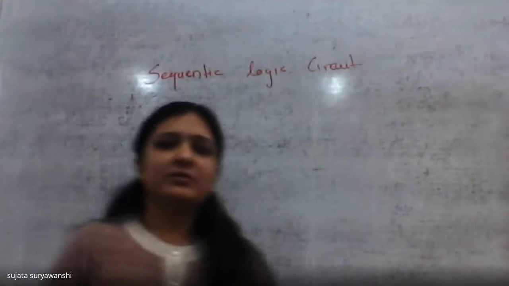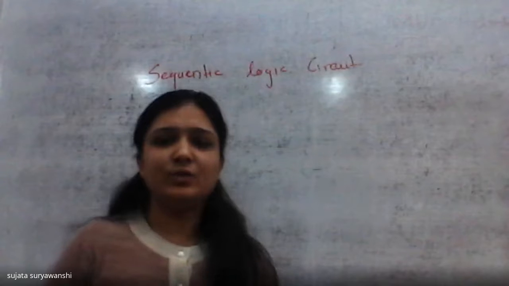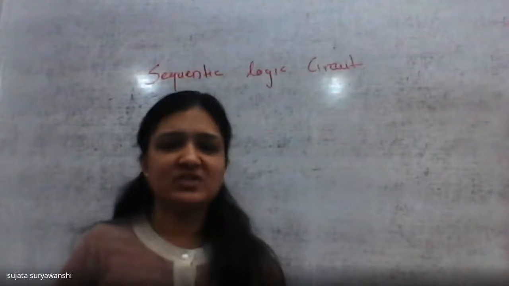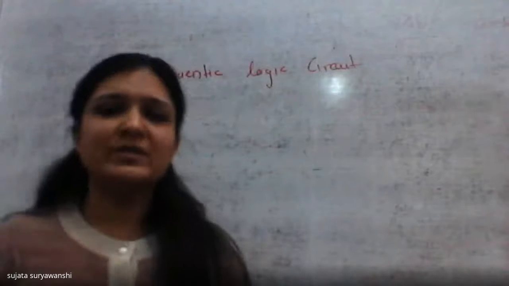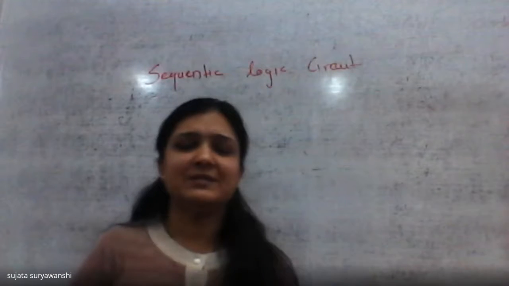Okay, the digital circuit is divided into two categories. The first is the combinational circuit and the second is the sequential circuit. I have already told you the difference between these two circuits in the previous lectures.